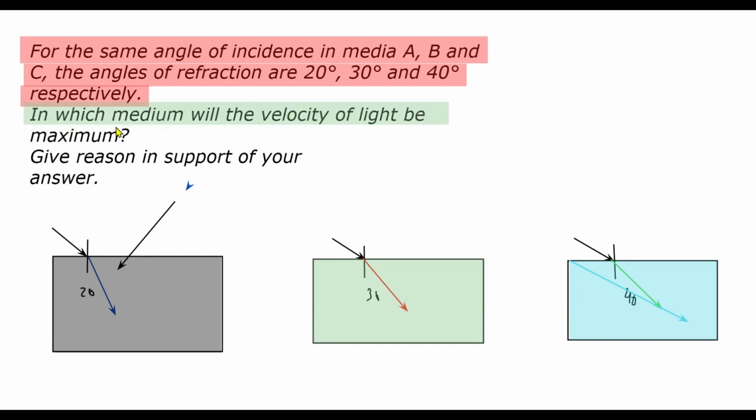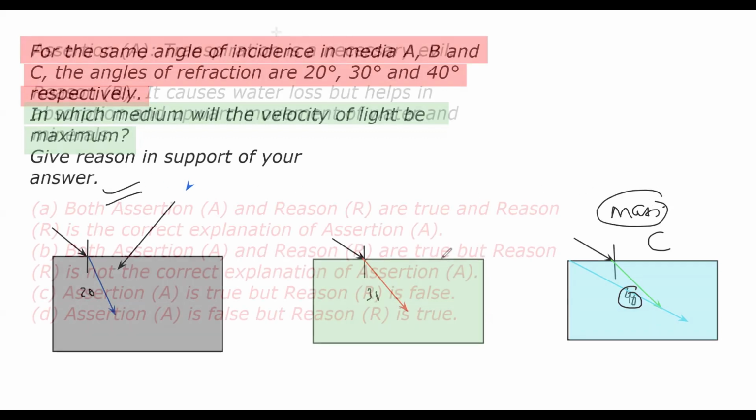It says which medium will have the maximum velocity of light? That's the opposite, right? We know that the lower the refractive index, the higher is the speed of light. We can see that the optical density or refractive index of medium C is least, and therefore the velocity of light will be maximum in this case. One more time, as far as the refractive index is concerned, the more the angle of refraction, the lower is the refractive index. And the lower the refractive index, the higher is the velocity of light. So this is what you should write in the reason also.